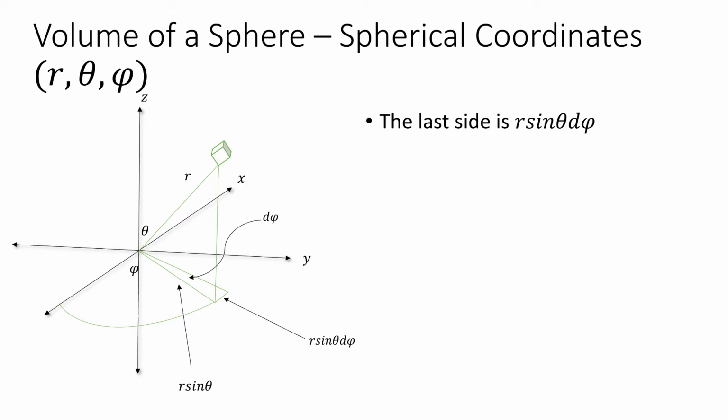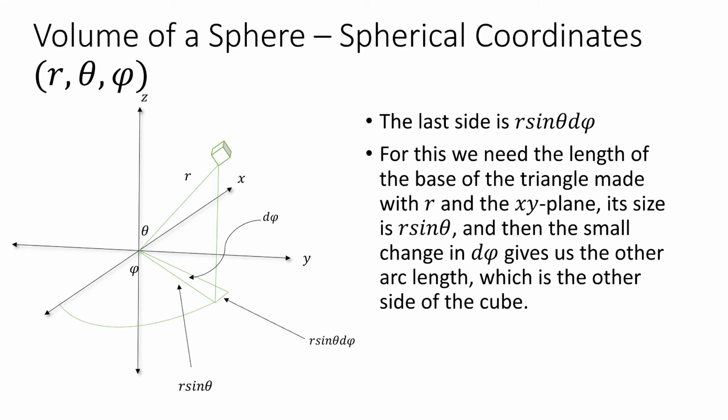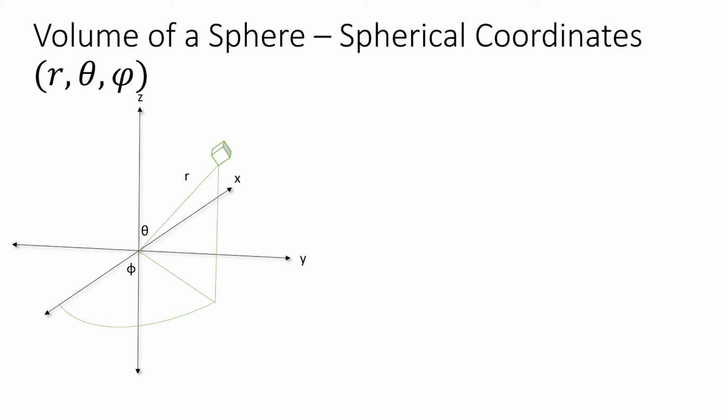Because we get that base of that triangle, that's r sine theta. And if we change phi a little bit, that angle right there, that's the arc length. That's d phi times the length of that line drawn from the origin on the xy plane to the base of that triangle that goes up to our little dV. That arc length there is r sine theta d phi. So the last side is r sine theta d phi. And what we went through is getting that other side of our cube.